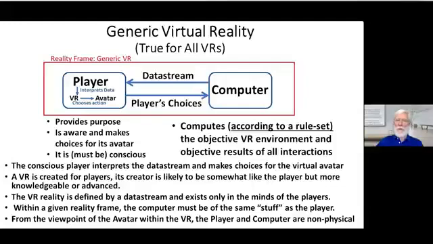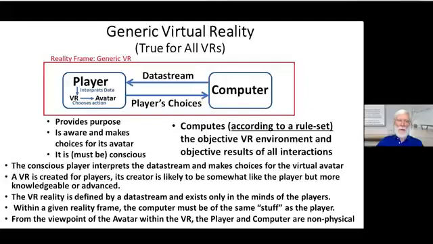Now, over on the computer side, the computer computes according to a rule set. It computes the objective VR environment and the objective results of all interactions that take place in that environment with avatars. It computes that and then sends the data back to the player. All right. So those are the two main elements in any virtual reality.